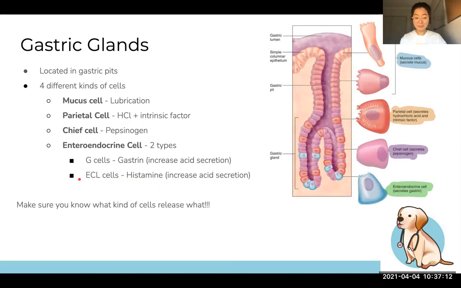This slide is very, very important. Make sure you know what kind of cells release what. There will definitely be a question on the exam on this. So it's very high yield, make sure you know this.